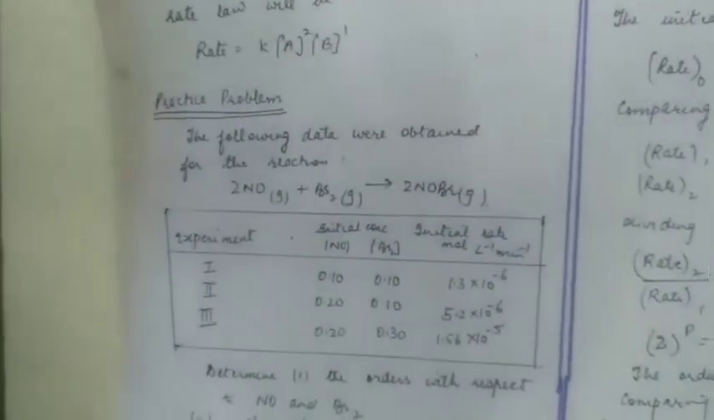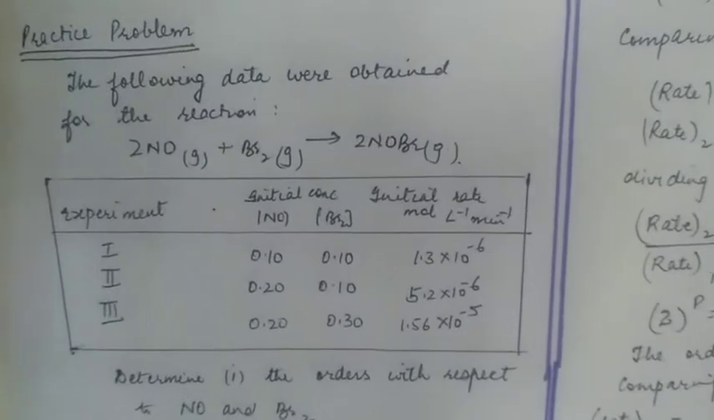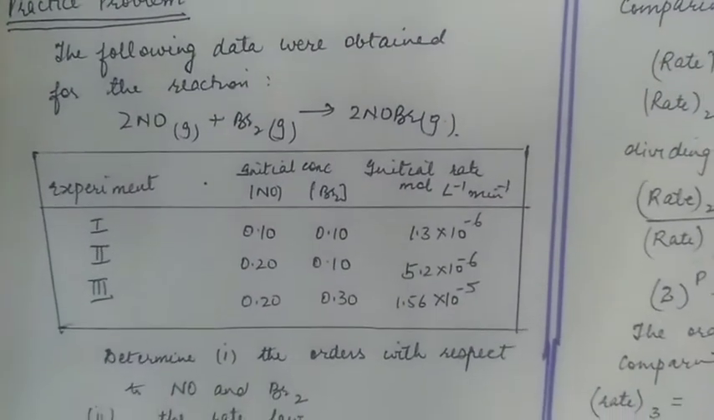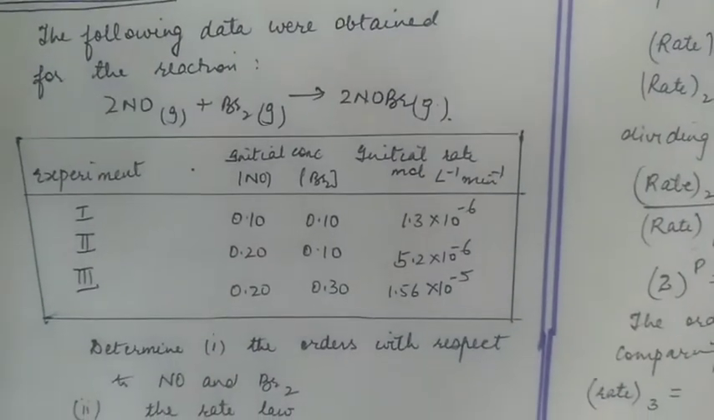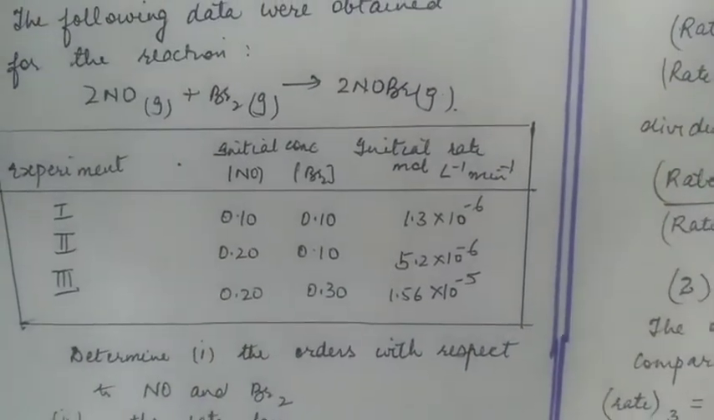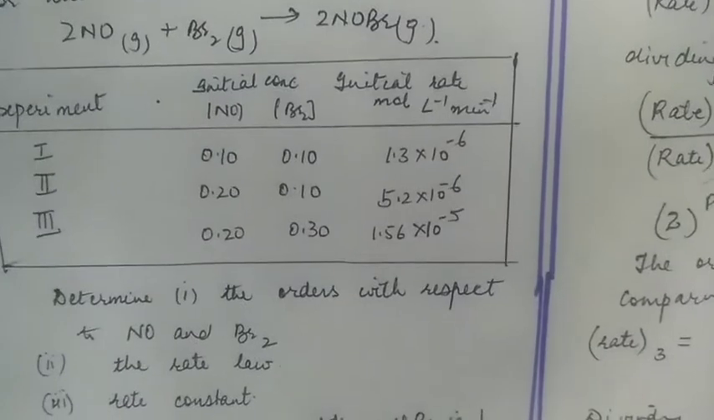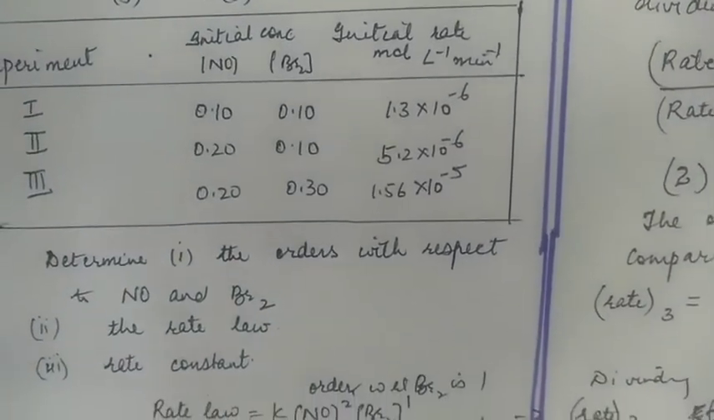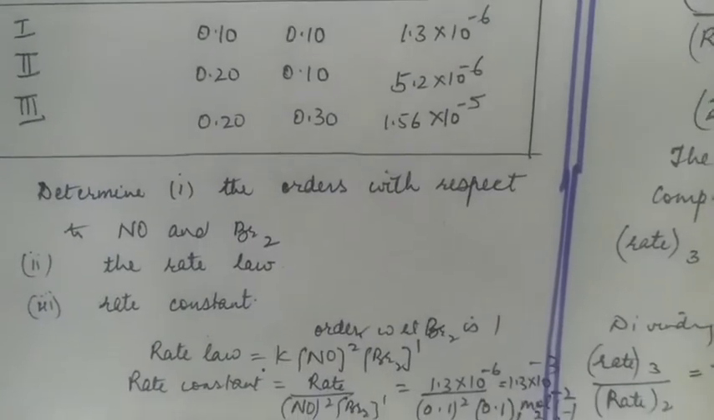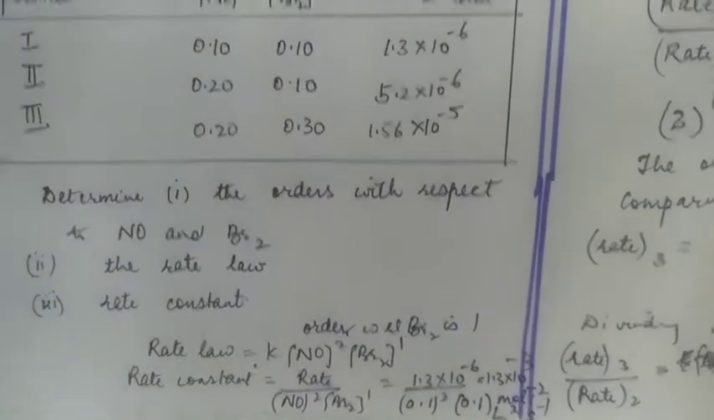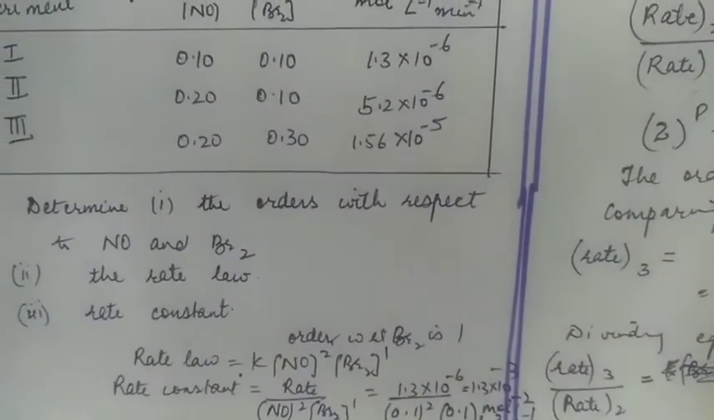Let us do a practice problem. The following data was obtained for the reaction 2NO plus Br2 gives 2NOBr. We have the data. Determine the orders with respect to NO and Br2, determine the rate law, determine the rate constant. So let us do this practice problem.